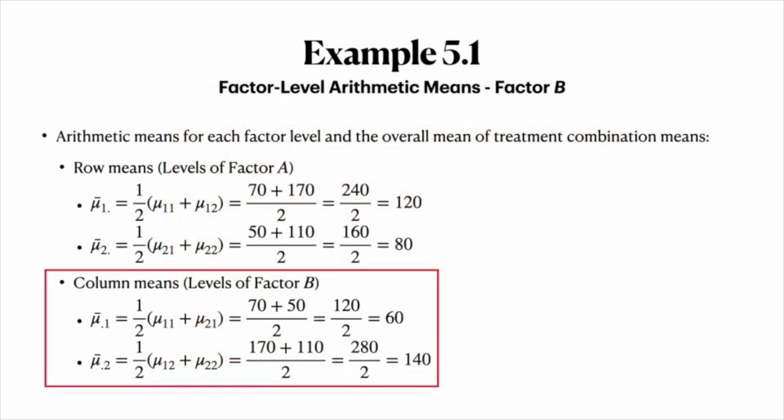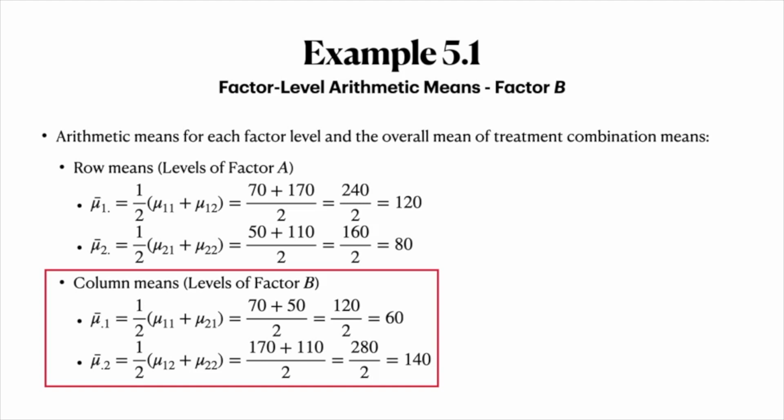Next, we're going to calculate the column means. These are the means for the levels of factor B. Mu bar dot 1 is the mean of the values in the first column of the table, mu11 and mu21. Those values numerically are 70 and 50, and when averaged together, we get 60.